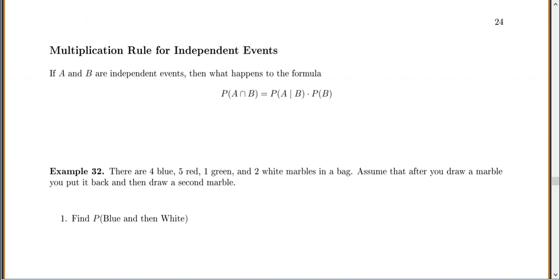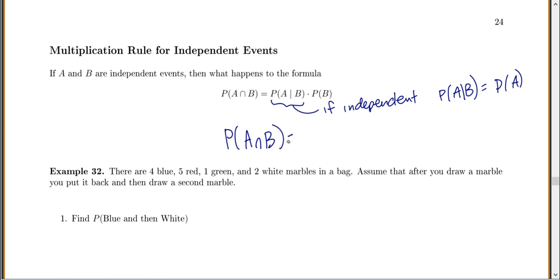So we learned about independent events. Now we want to see, well, what would happen to our multiplication rule? So if A and B are independent events, then what would happen to this formula? The probability of A and B is equal to the probability of A given B times the probability of B. Well, what happens if you know that they are independent? So if independent, then the probability of A given B, well, we don't care if B happened, it's still just going to be the probability of A because they don't affect each other. So this turns the probability of A and B, sorry, I keep saying that tonight, into the probability of A times the probability of B.